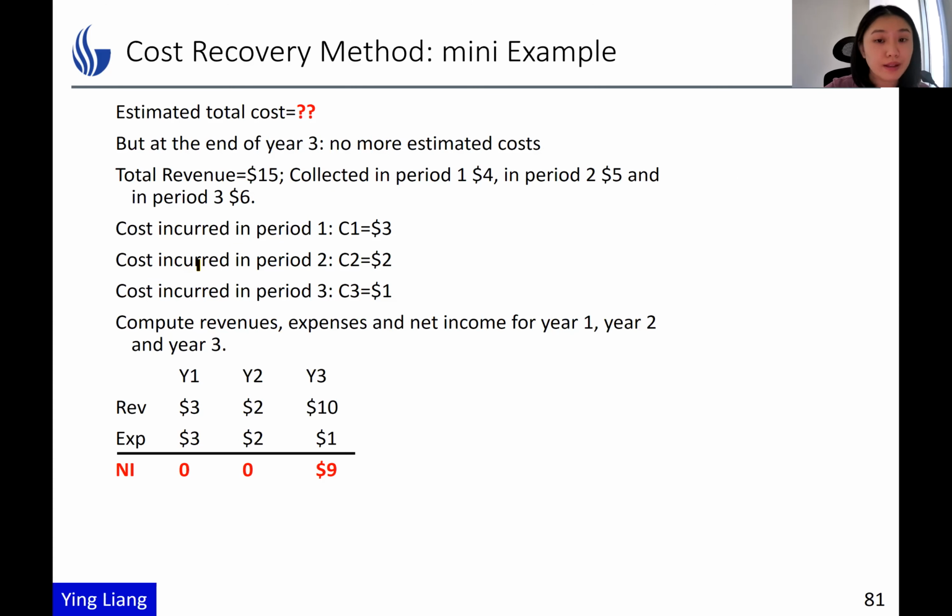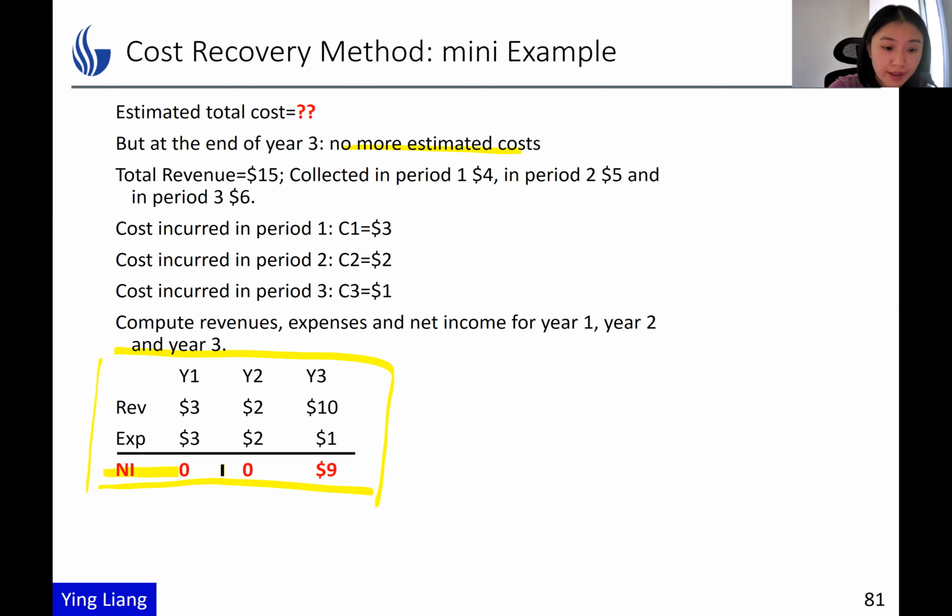So let's do the mini example for this. At the end of year 3, no more estimated cost. Total revenue is still $15. We're gonna collect money in period 1 for $4, period 2 $5, and period 3 $6. We still have the same information for the cost incurred in the 3 periods, but this is what we are going to do.